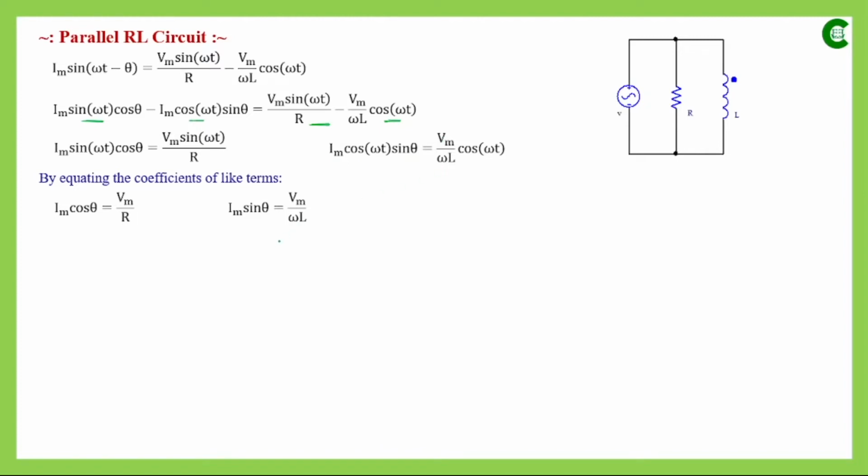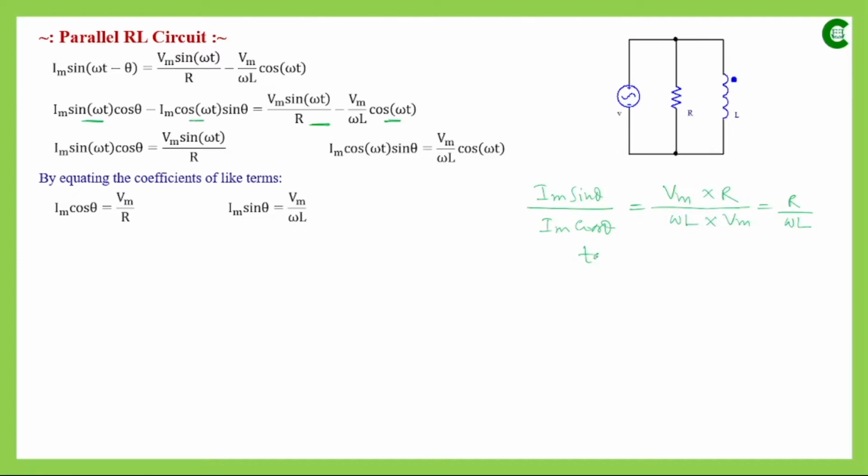Now next, we will find out the theta value, or the phase difference. Here, from the values that we have obtained, we can write Im sin theta divided by Im cos theta. If we do this division, then on the right side it will be Vm divided by omega L, and here the cos theta value is Vm divided by R, so R will go up in the numerator. So finally it will be R divided by omega L.